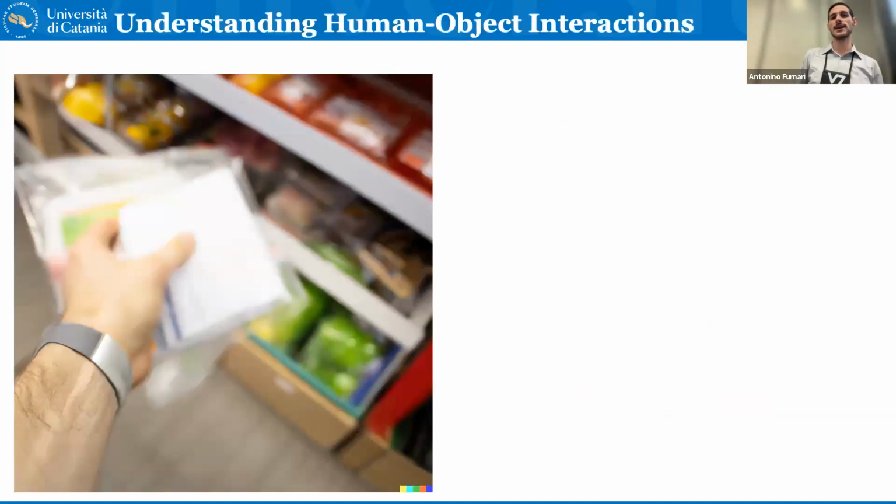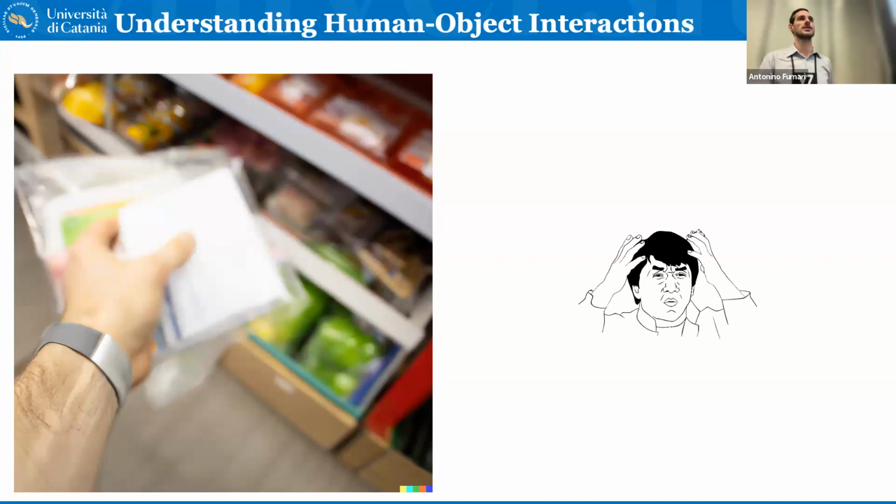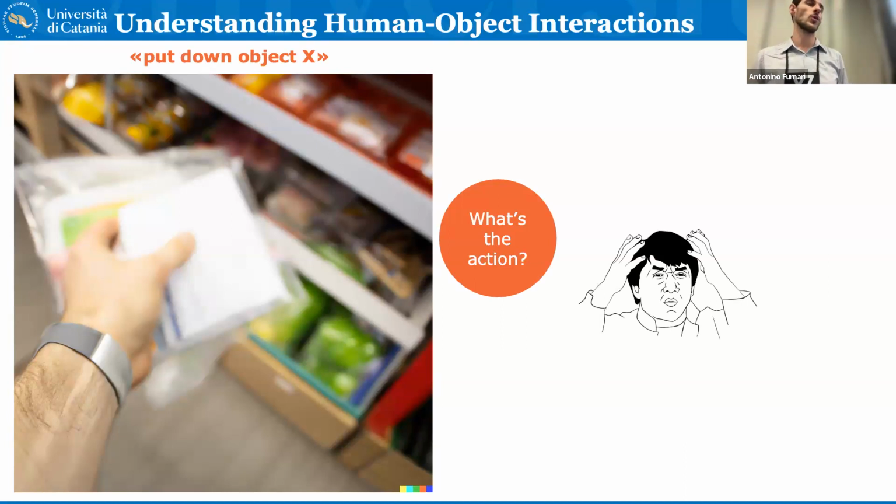So if we want to understand human-object interactions in any environment, for instance, a retail store is one of the possible applications, then what are the questions that we could ask and try to answer about that? For instance, what's the action? So what is the person doing here? Is the person taking a package, or is the person putting it back?